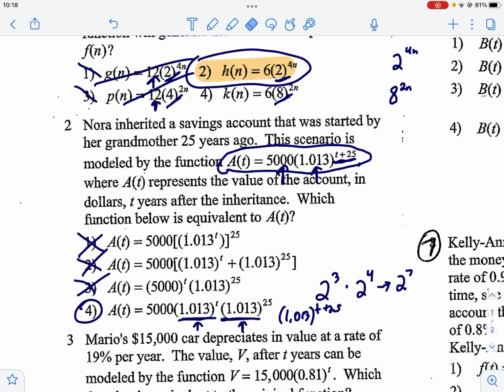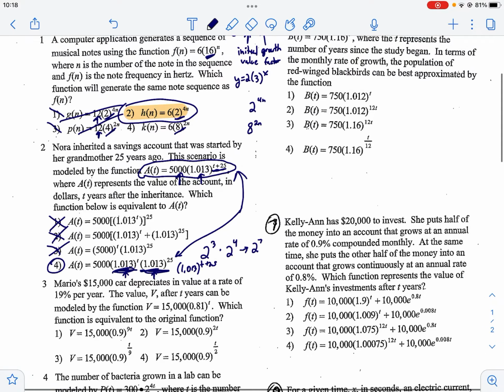The only one we will be able to simplify is when we're multiplying together two numbers that have the same base. When we do that, we add the exponents and we'd end up with the same thing as the original function.